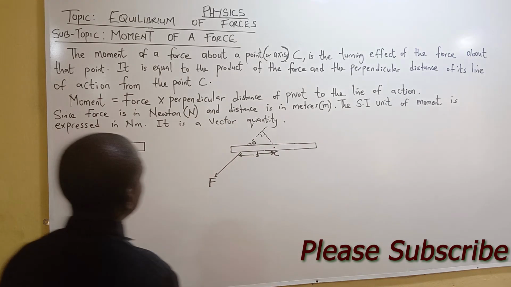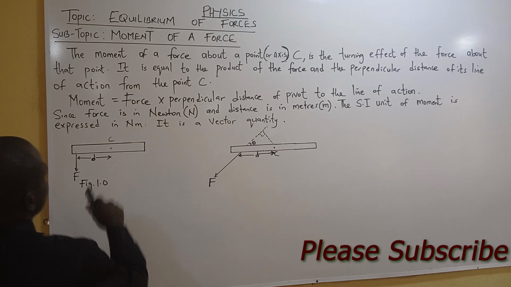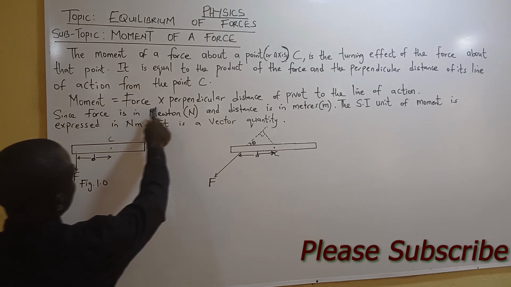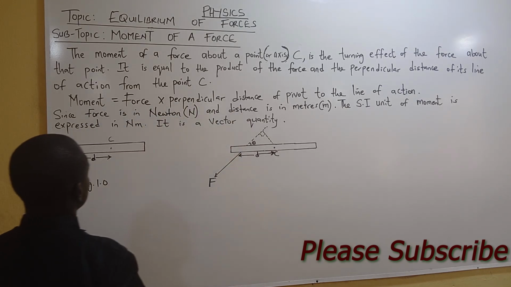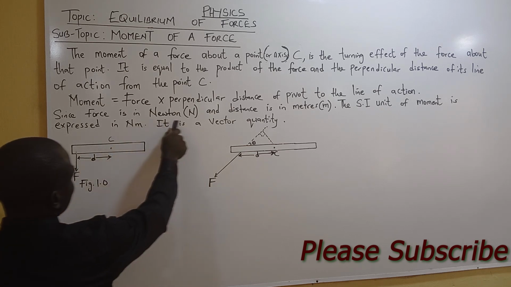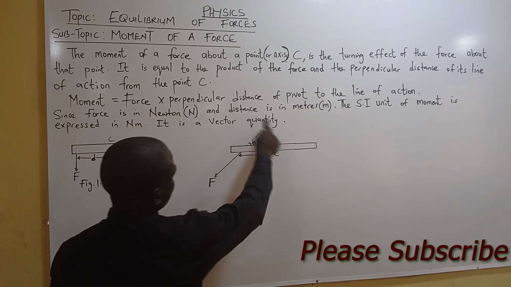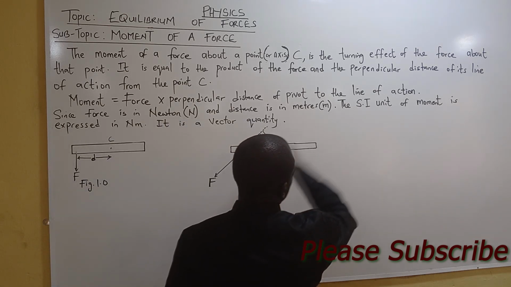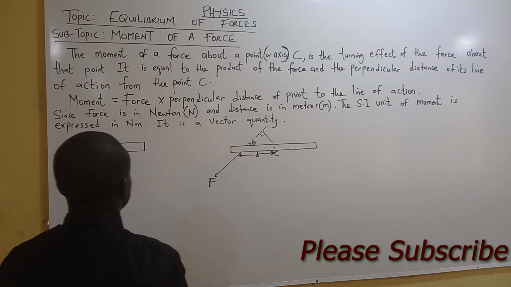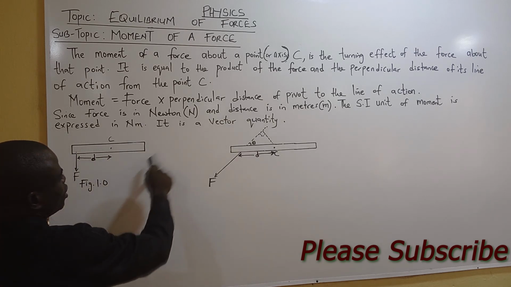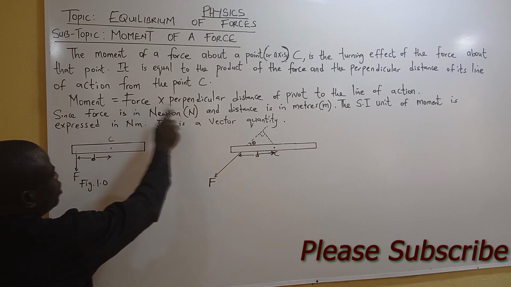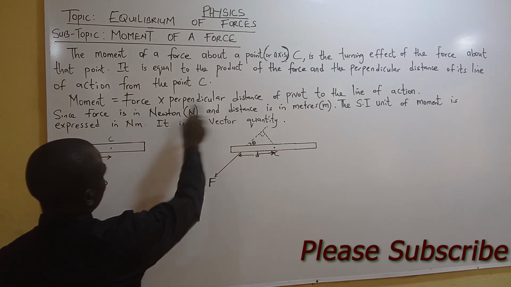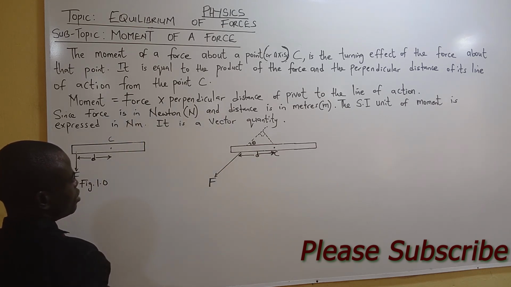Now let's see. Moment equals force times perpendicular distance of pivot to the line of action. Since force is in Newtons and the distance is in meters, the SI unit of moment is expressed in Newton meters. It is a vector quantity. When you multiply Newtons by meters, it gives you Newton meters.